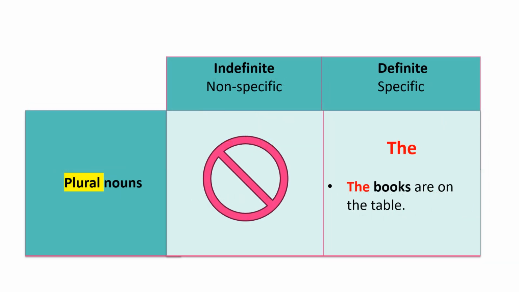Plural nouns. Indefinite, nonspecific. None. Definite, specific. Use the. The books are on the table. Books is plural and it's specific.